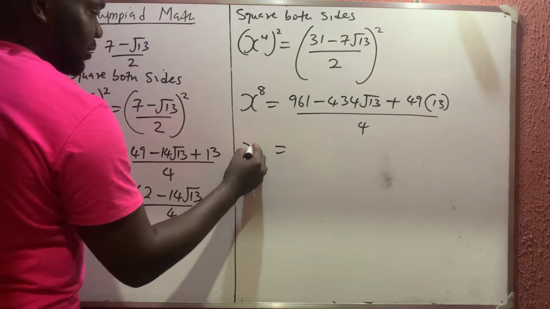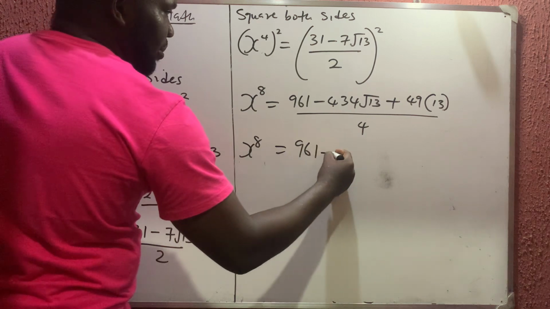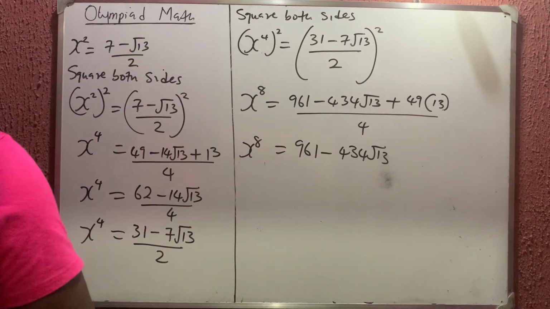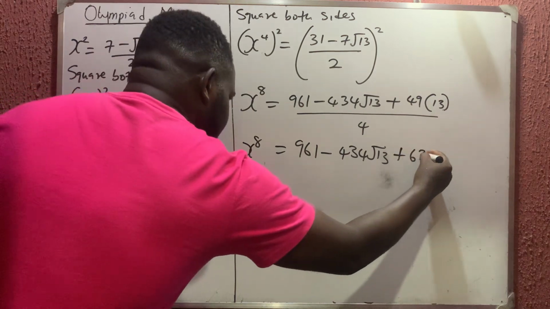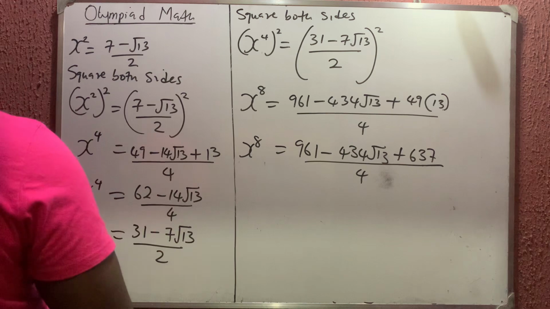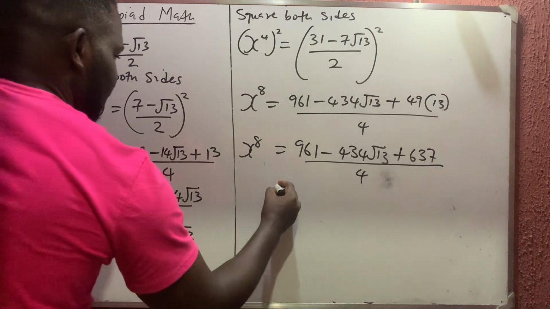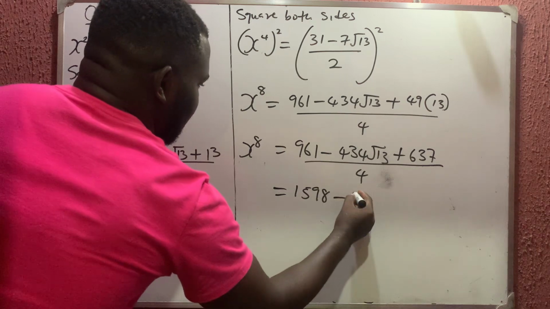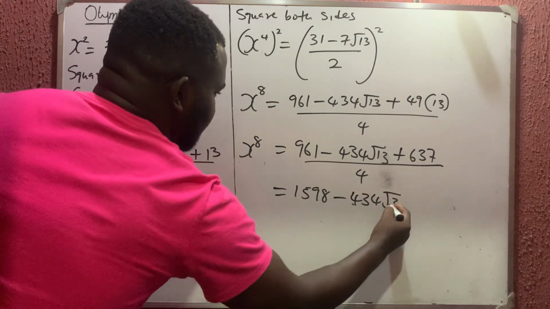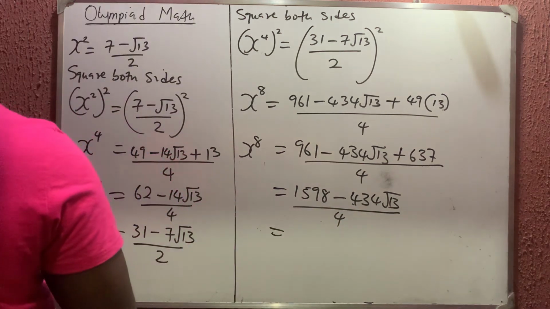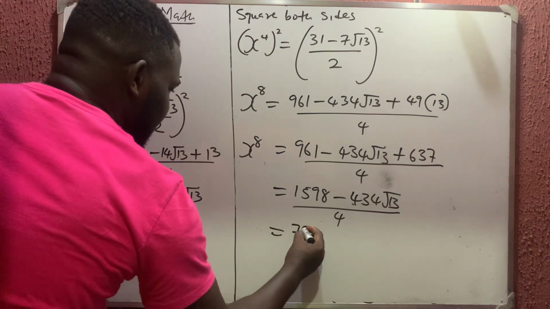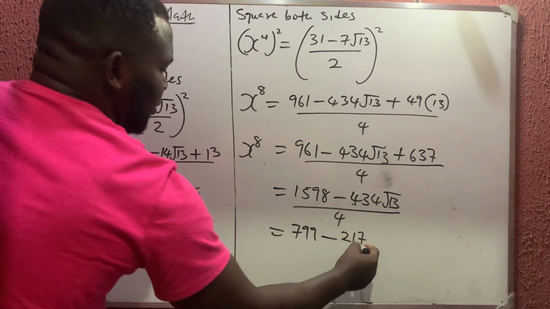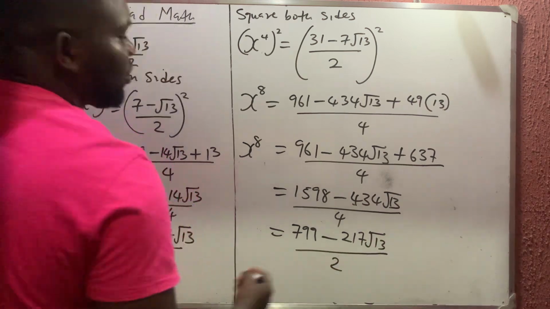So x raised to the power 8 is now 961 minus 434 root 13 plus 637, which is 13 times 49, divided by 4. If you add 637 to 961, I'm going to have 1598 minus 434 root 13 all over 4. 2 can divide everywhere, so I have 799 minus 217 root 13 all divided by 2. So that is the answer.